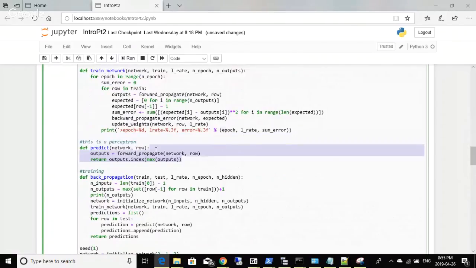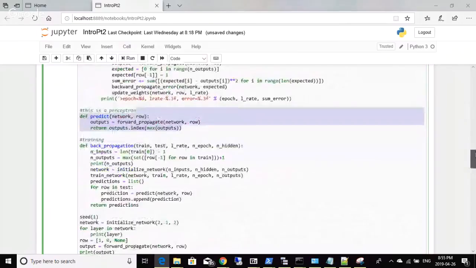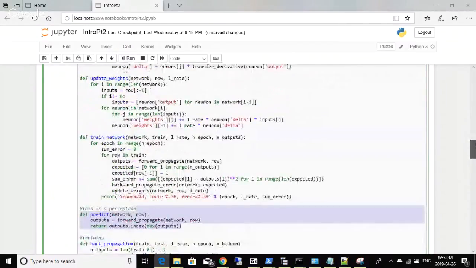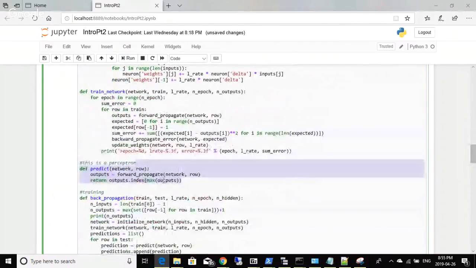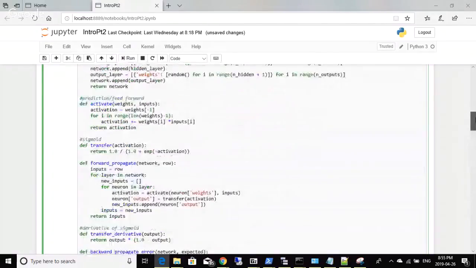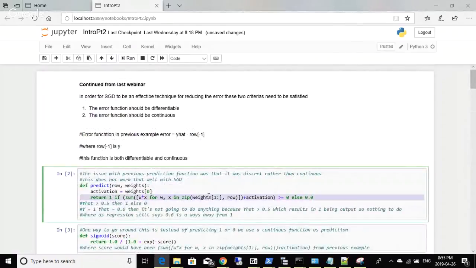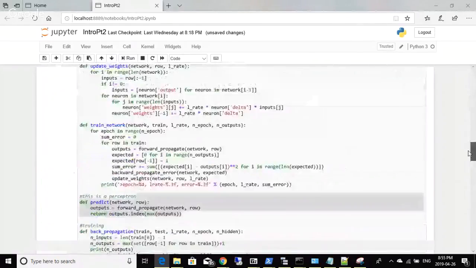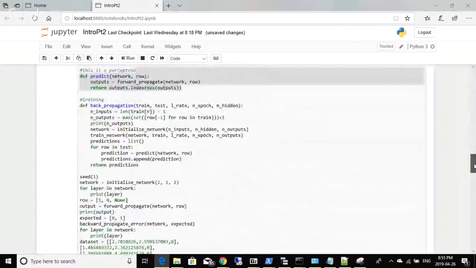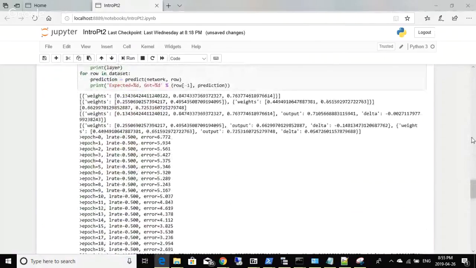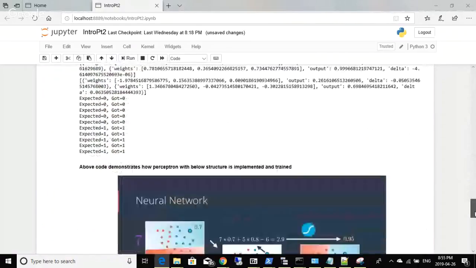Actually, this perceptron, by the way, is not the same as the previous one. This one is using regression, whereas the previous one was a step function. This one is actually using sigmoid, and it trains much better. You can see why this gets very good results.